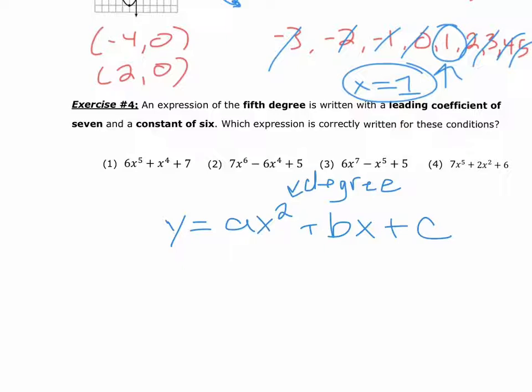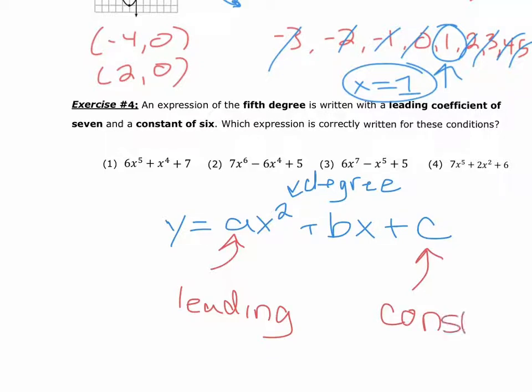So here, 5th degree, in that place where I put squared, it should be a 5. Leading coefficient is your A. So I'm just going to write leading. And constant is your C, and it's just a number. It shouldn't have a variable with it.